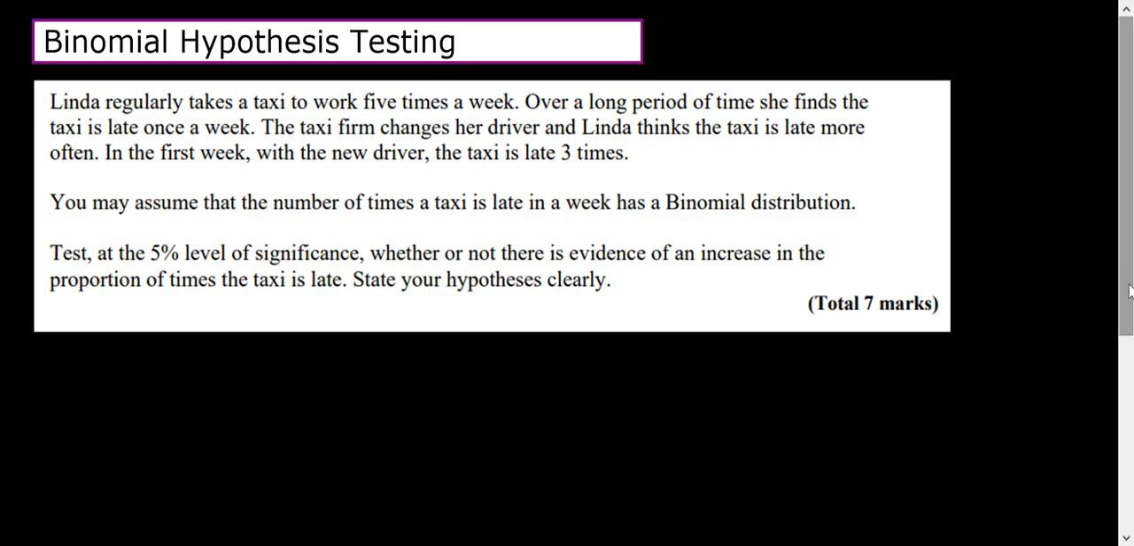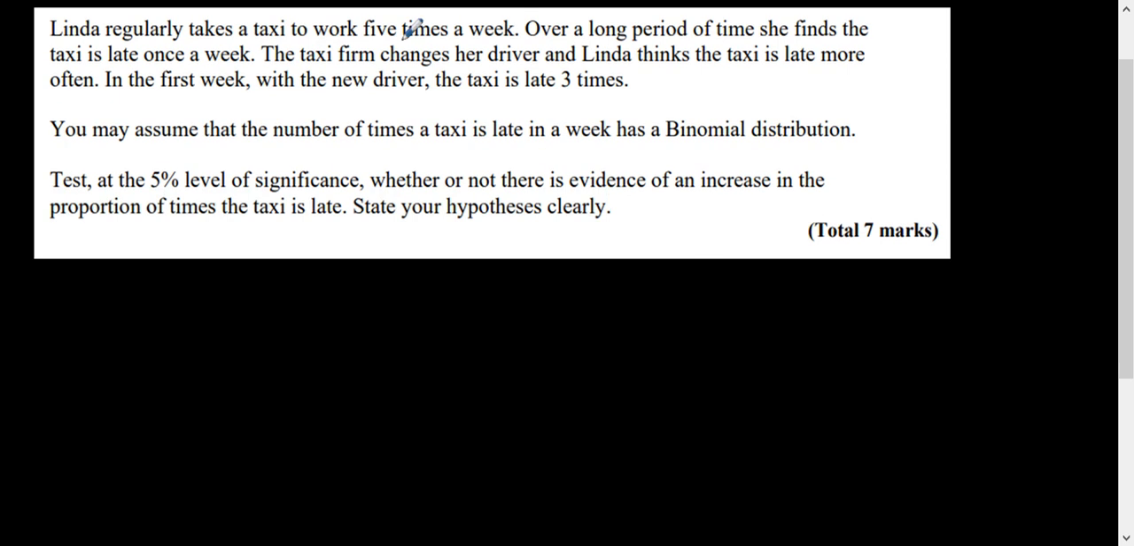So here we have our question. Linda is taking a taxi to work 5 times a week. Over a long period of time, she finds the taxi is late once per week. Okay, so I can model this as a binomial distribution. It tells us in the question that it can be modeled as a binomial distribution, but the reason I know is because I have 5 trials, the 5 times in the working week, and we have a probability of success of 0.2 because the taxi has been observed to be late once out of the 5 times. So 1 out of 5, 0.2.